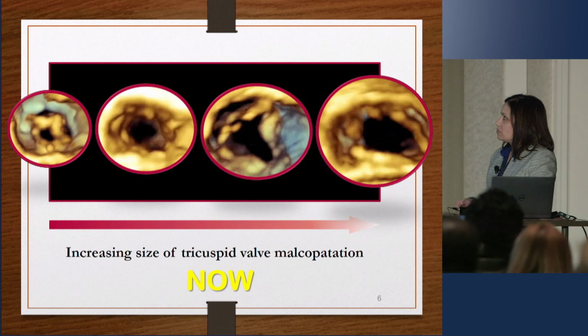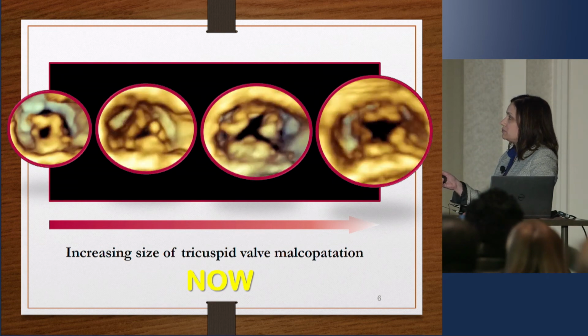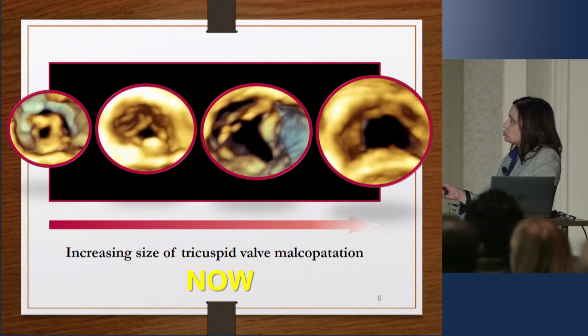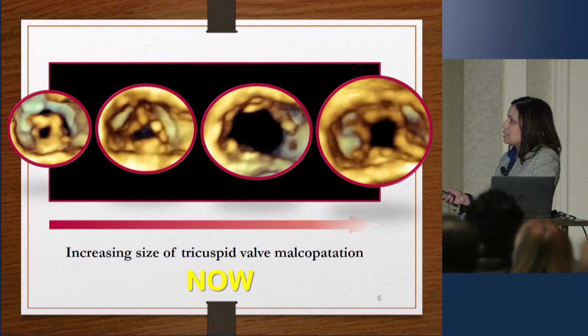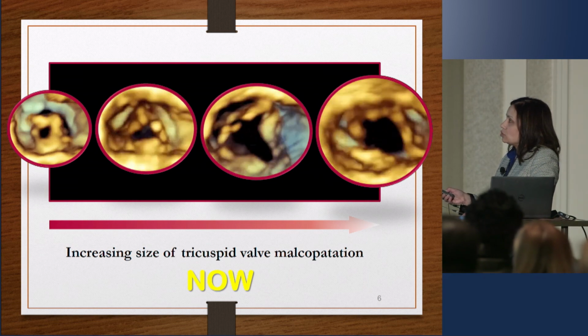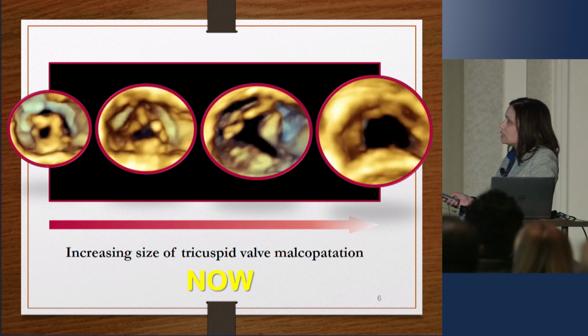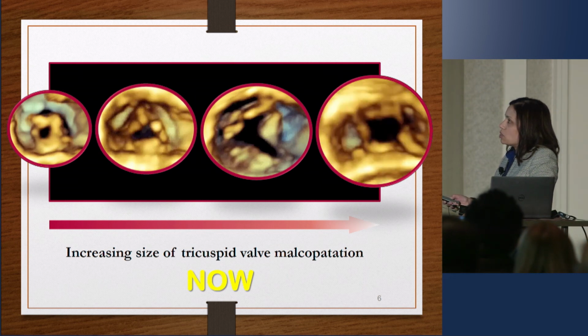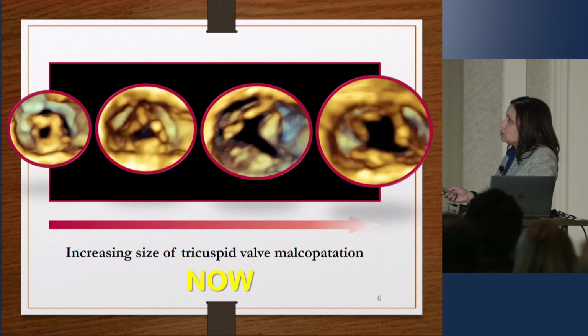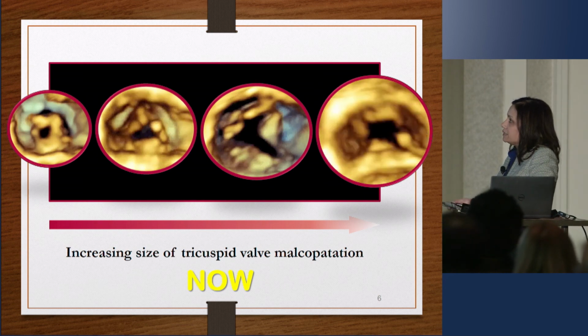With 3D echocardiography, you can also see things that you did not expect. This, for example, is a series of patients with malcoaptation. You can see that the malcoaptation of the tricuspid valve is not all the same. Even though on 2D echo you cannot tell this very well, on 3D you can see this is a small malcoaptation, a bigger one, a much bigger one, a gigantic one.